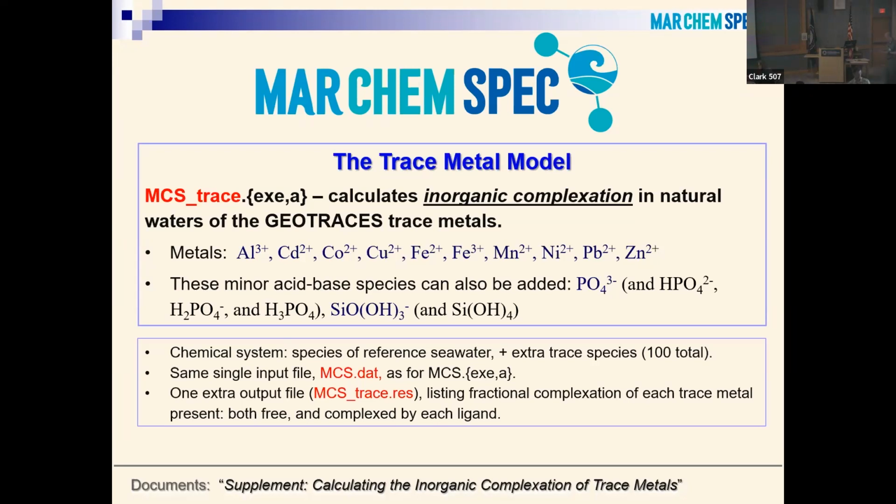It uses the same named input file, mcs.dat, as the other versions of the program. And there's one extra output file in addition to the .rs1 and so on, and that's mcs_trace.res, which lists the fractional speciation of each trace metal present, both free and complexed by each of the ligands. And I'll show you an example of that.